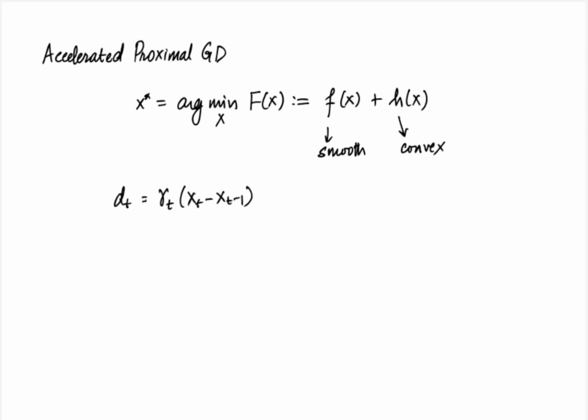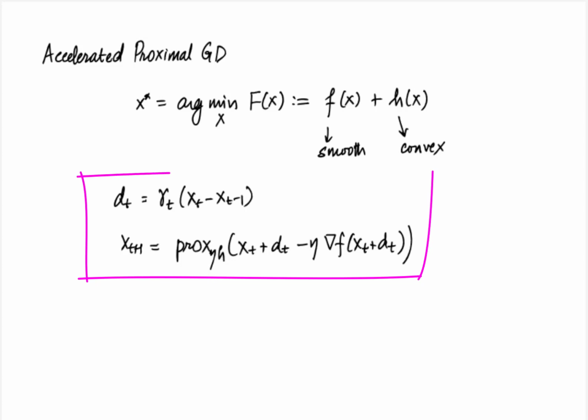minus xt minus 1), and xt plus 1 equal to prox with respect to eta h of (xt plus dt minus eta times gradient of f of xt plus dt). The algorithm was first proposed in the context where h was the L1 norm and was referred to as the fast iterative shrinkage and thresholding algorithm, or FISTA.